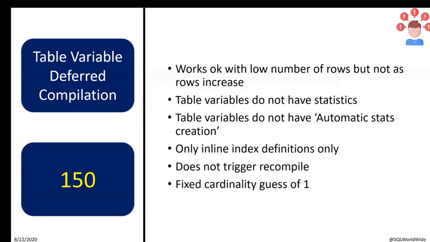Table variables are not like temp tables. They don't have any statistics. It doesn't create stats automatically, and also you cannot create an index afterwards the way you can with a temp table, where I can create an index in a separate batch. With a table variable, you can only create an index when you are declaring the table variable, not outside the definition. So these are some of the problems that they're trying to solve.